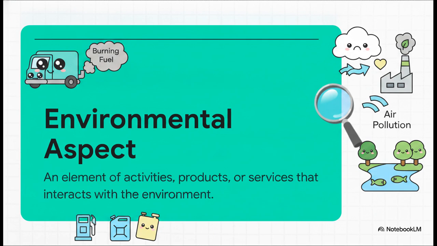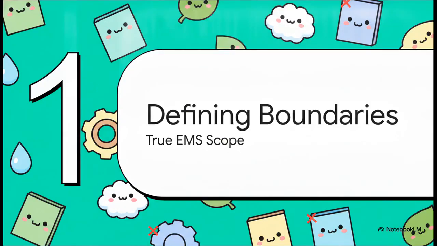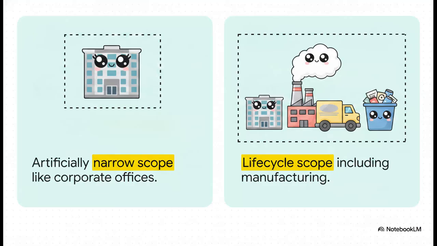Get this wrong right out of the gate, and your whole environmental management system is just a house of cards waiting to collapse. All right, moving to Section 1, Defining True EMS Boundaries. Let's look at Clause 4.3. This clause governs how wide your safety net needs to be cast. And wow, organizations set some serious traps for themselves here.